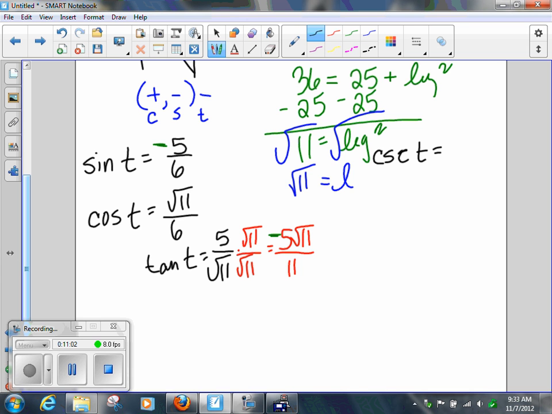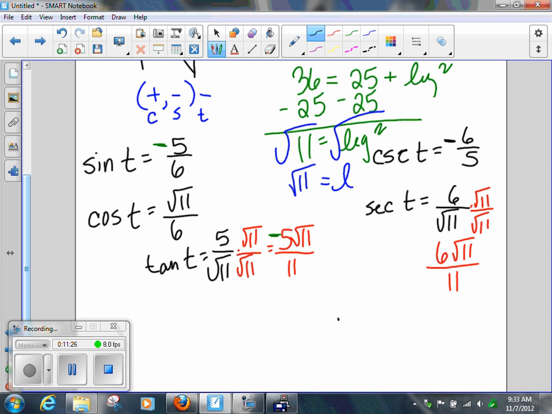Cosecant of t is going to be 6 over 5. That value has to be negative. Secant of t is going to be 6 over root 11. What's wrong with that? I've got to rationalize it. 6 root 11 over 11.